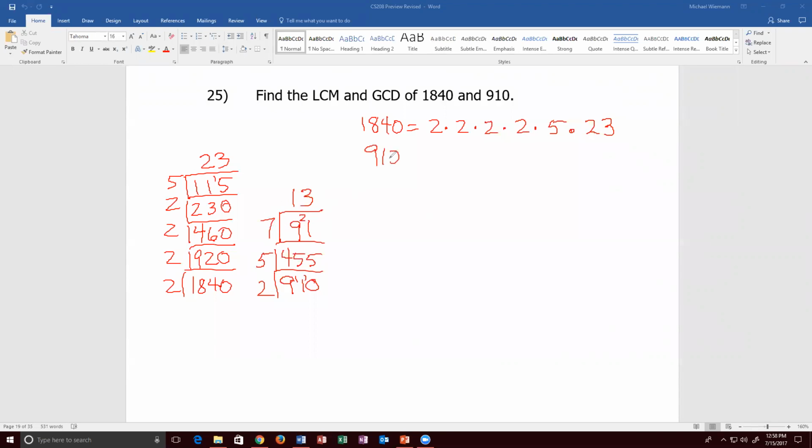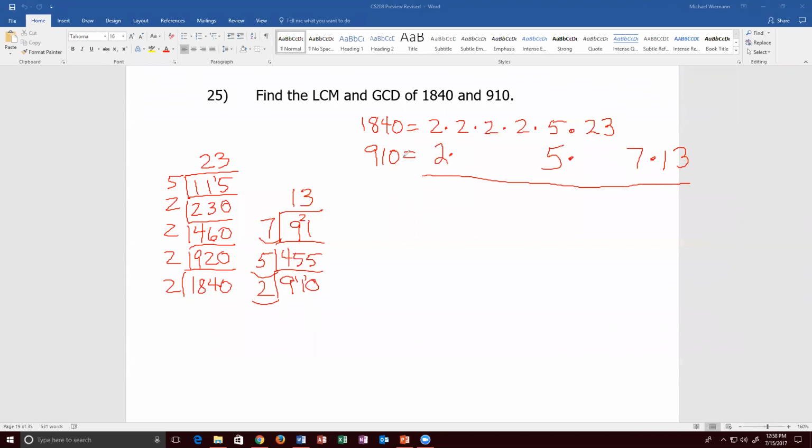So for the values of 910, I'm going to try to reuse a column if I can. Otherwise, I'm going to tack it off to the right here. So for 910, I have a 2, so I'm going to reuse it. A 5, reuse it. So that took care of that one. A 7, I don't have, I'll tack it off to the right. And then the 13 doesn't exist in the first number, so I'm going to tack that off to the right. So I end up setting this up in that manner.